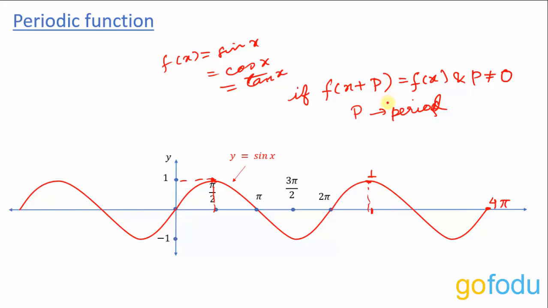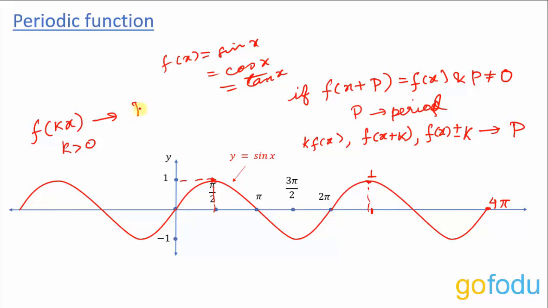And there is one more point to be made here. If f of x is a periodic function with period p, then k times f of x, f of x plus k, and f of x minus k all will have period p, where k is a constant. And f of kx, or f of kx plus p, kx minus p, where k is greater than 0, will have a period of p upon k. This is something that you can keep in mind.